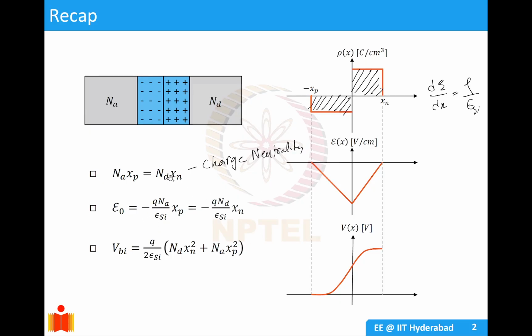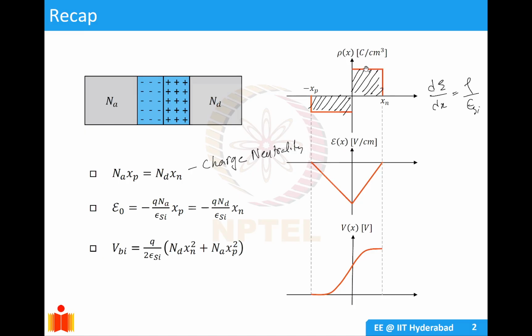So till now we have studied this formula, Na Xp equals Nd Xn, and the maximum electric field E naught is given as minus q Na xp by epsilon Si, equals minus q Nd xn by epsilon Si, and the built-in potential is q by 2 epsilon Si (Nd Xn square plus Na Xp square). These are all for an abrupt junction.